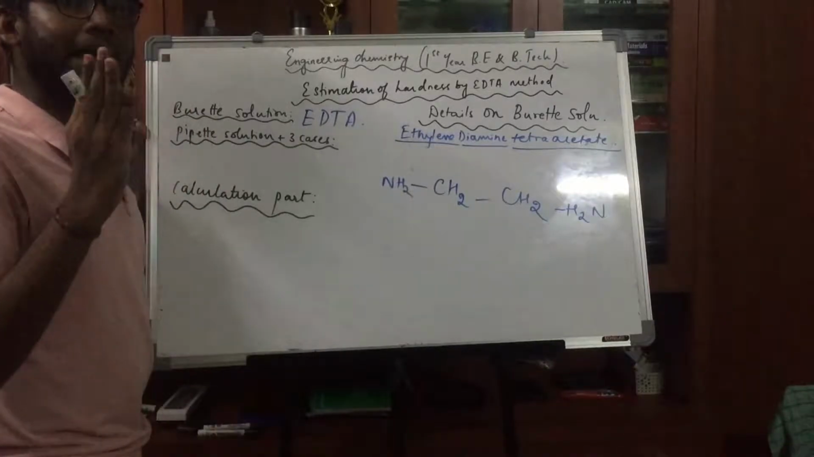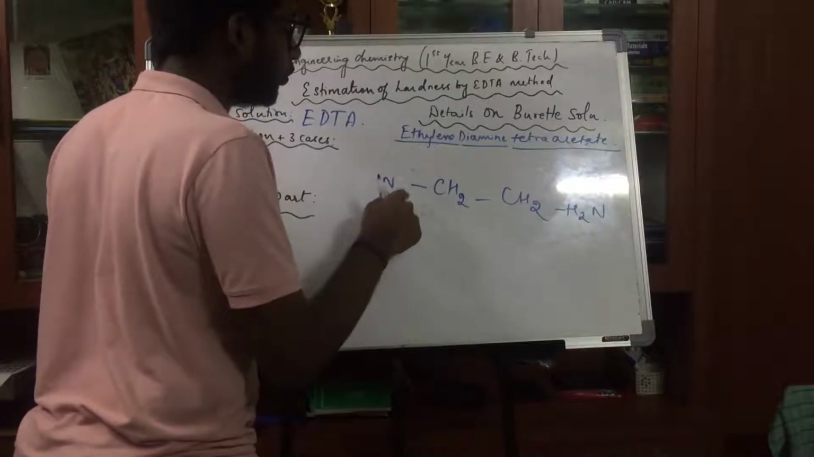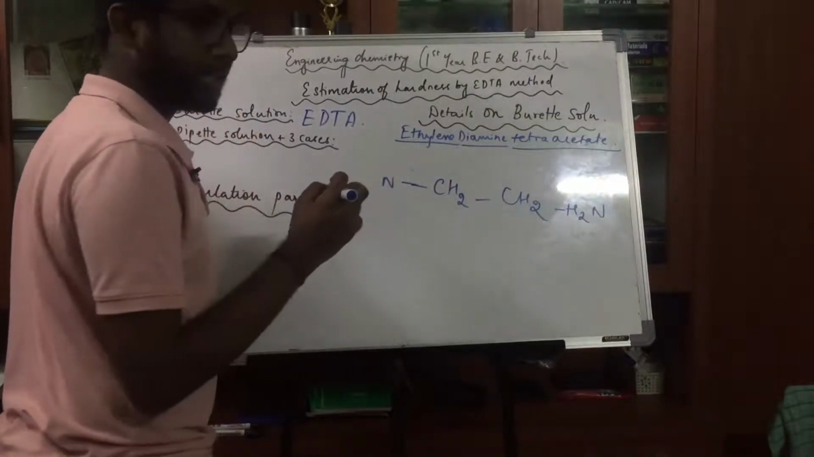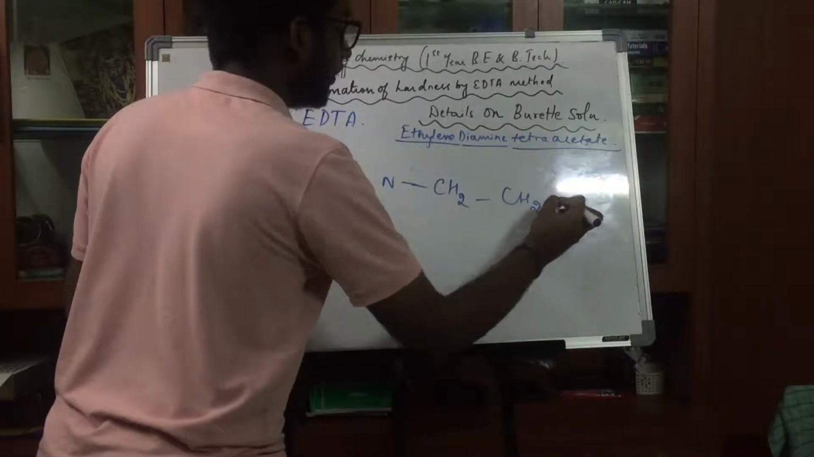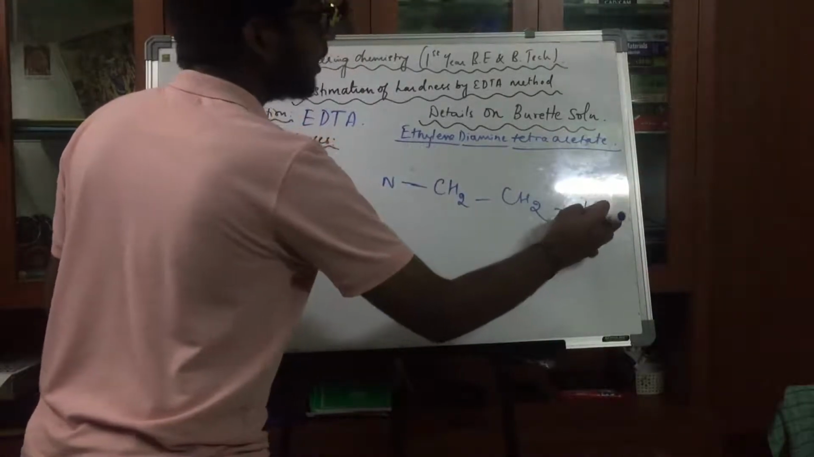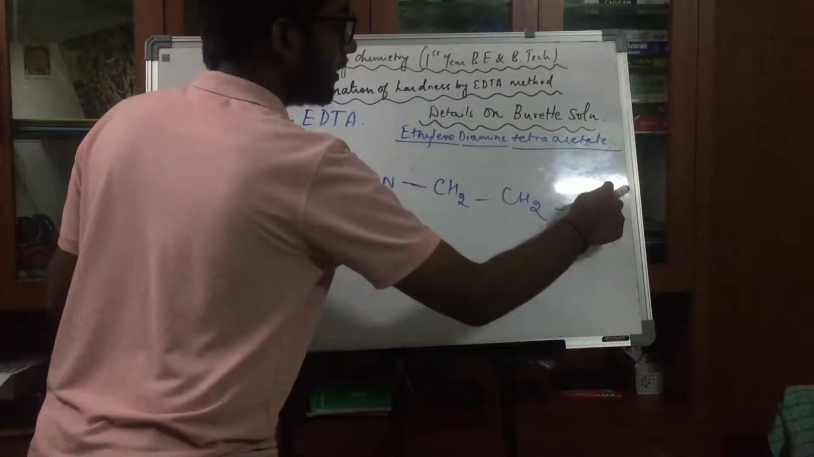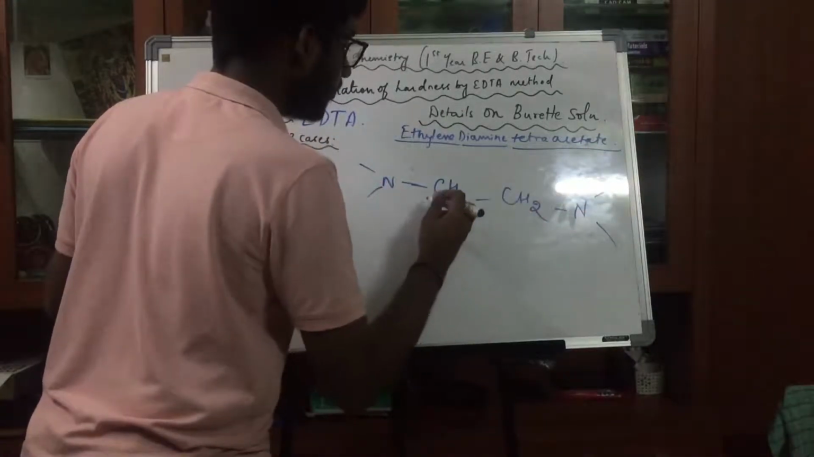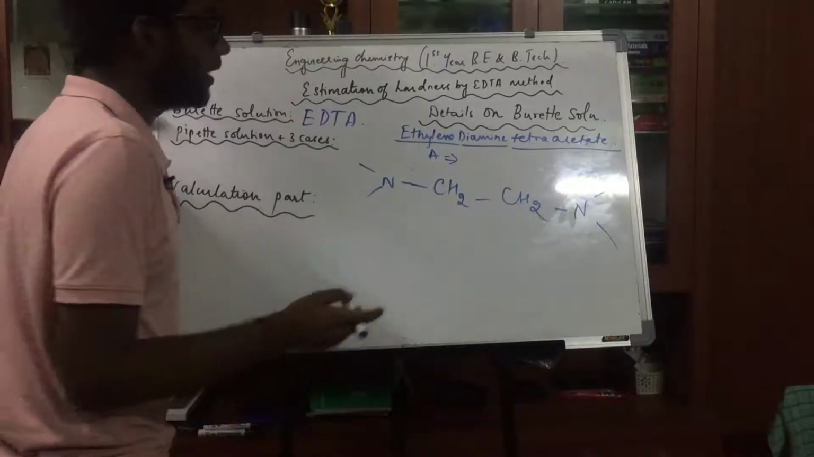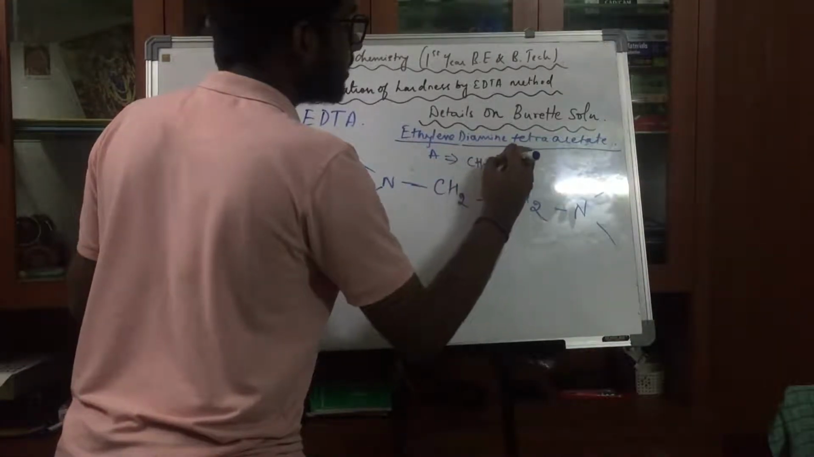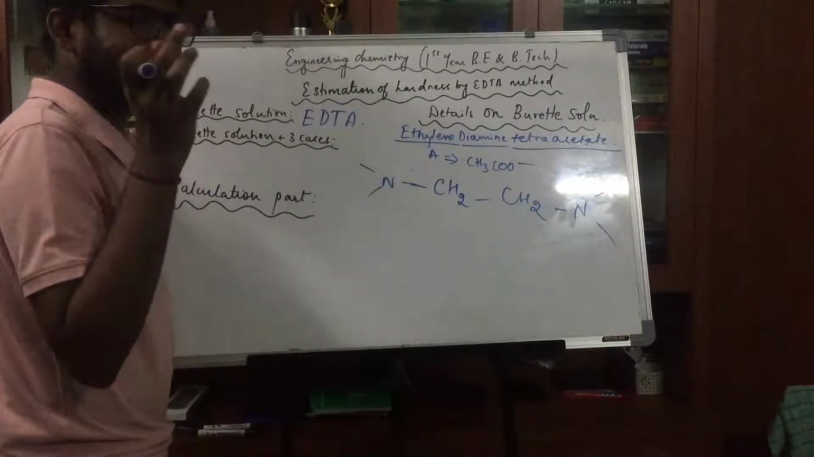Tetraacetate is 4 acetate groups. For that, you remove hydrogen atoms here, so two of the acetate groups can be included on each side. Now what is the formula for acetate? I am writing it as A so it will be easier to finish the structure. A is CH3COO minus. This is the acetate anion.